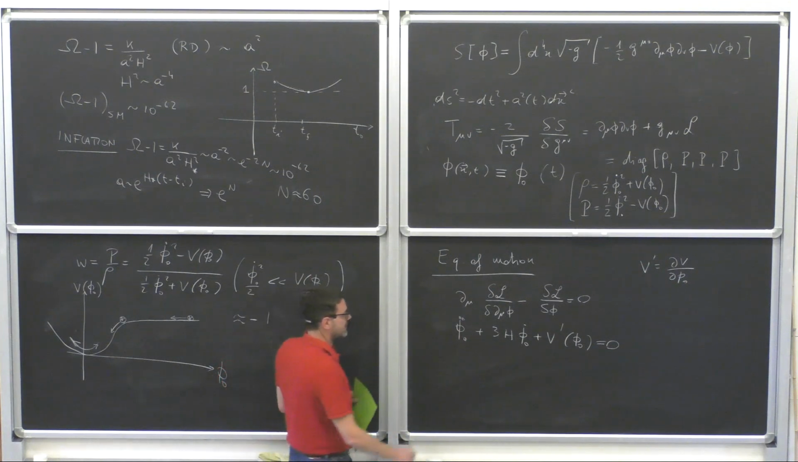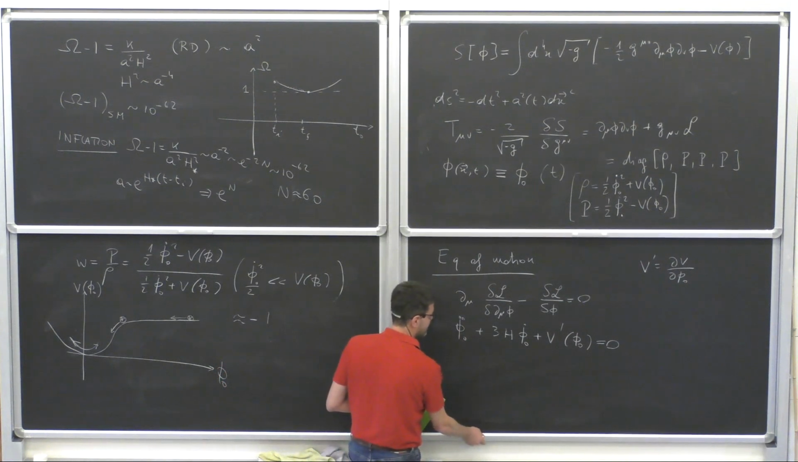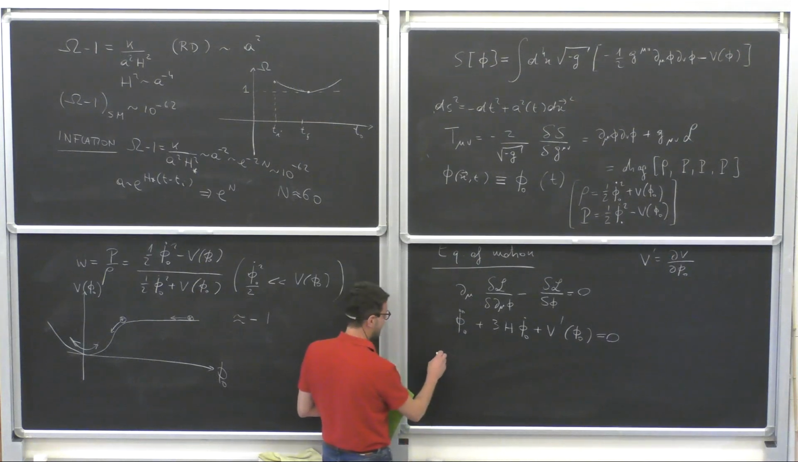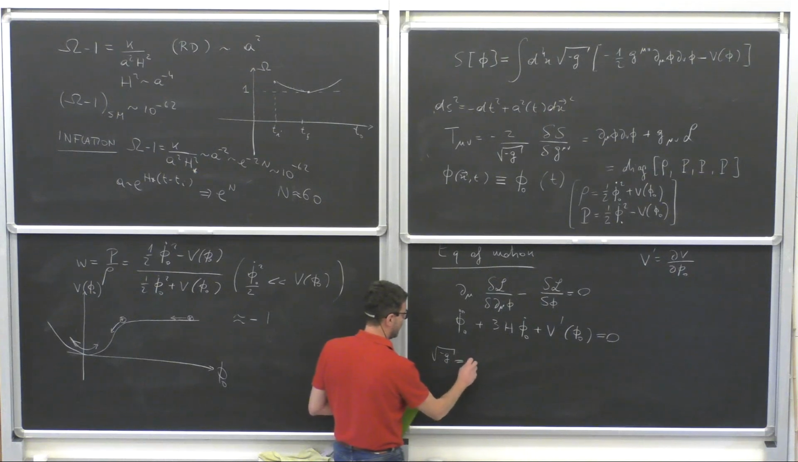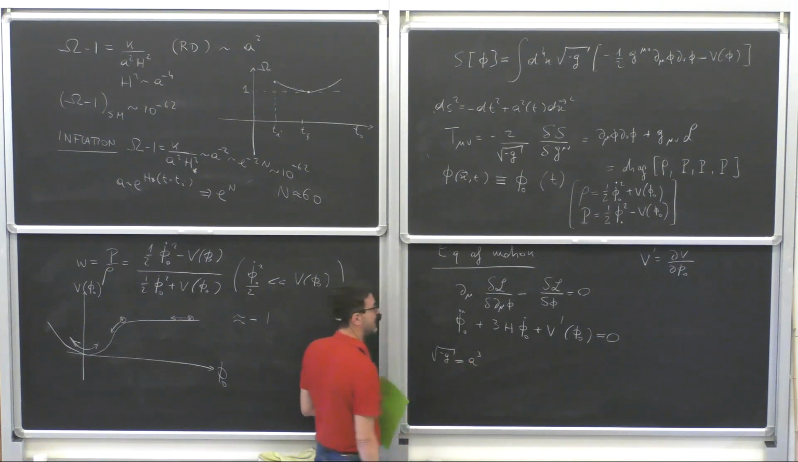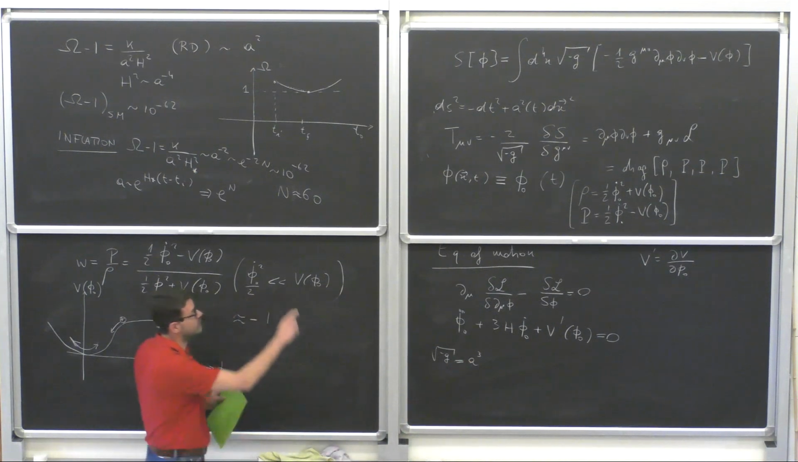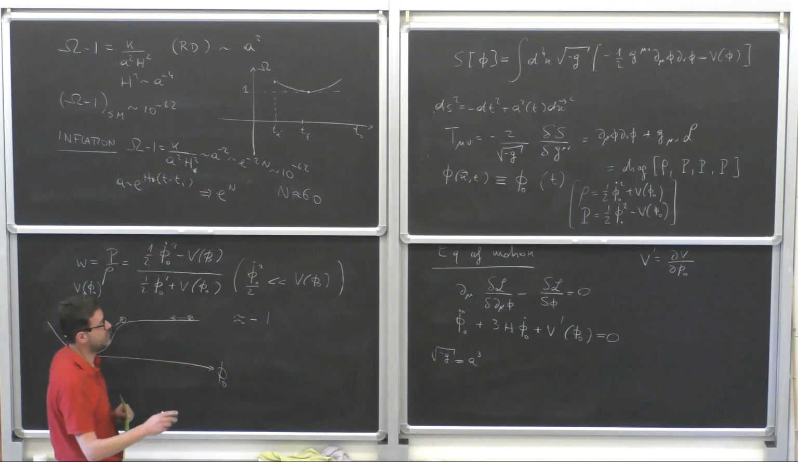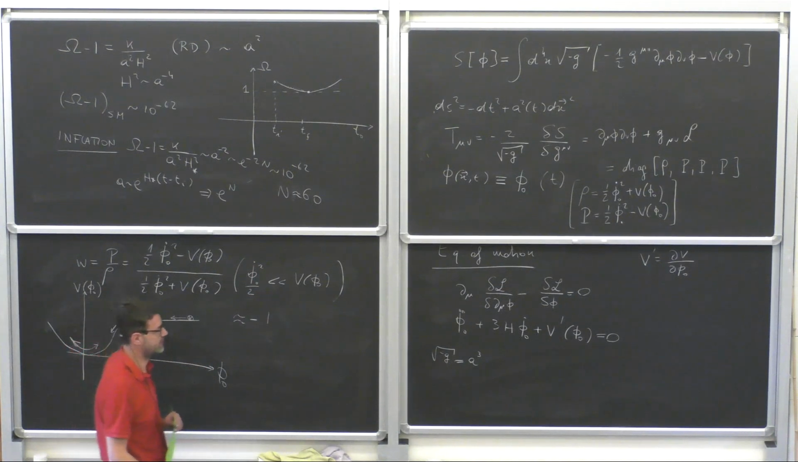Where does this 3H come from? The 3H comes from the fact that if you remember, the Lagrangian has a square root of minus g in front, okay, which is, of course, equal to a cube for the metric that I'm using, that one that I wrote there. It's a square root of a to the six, so a cube.